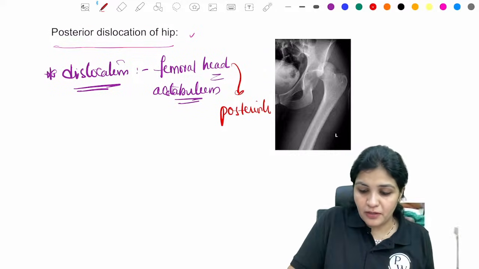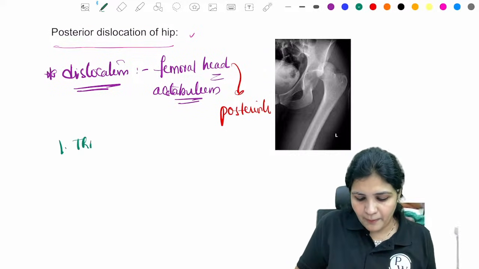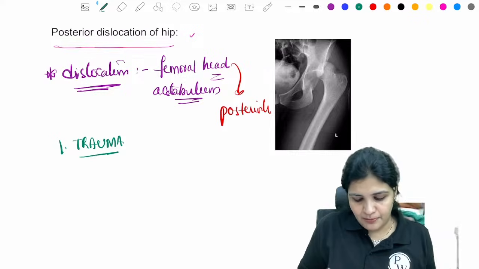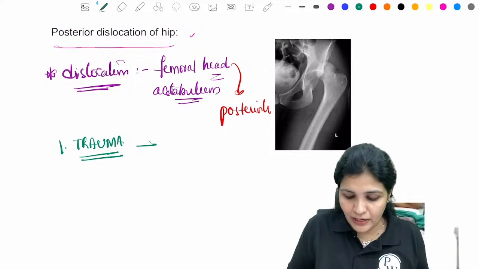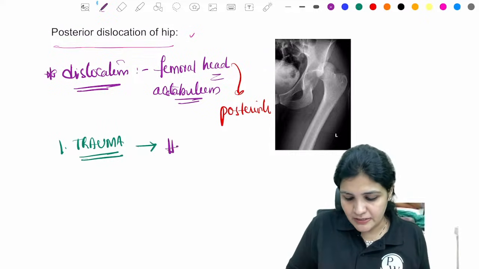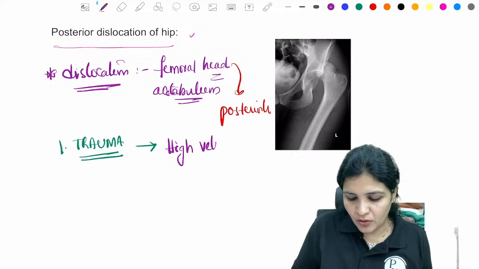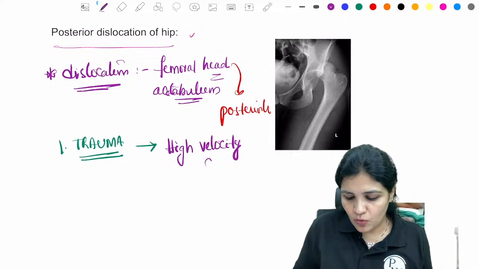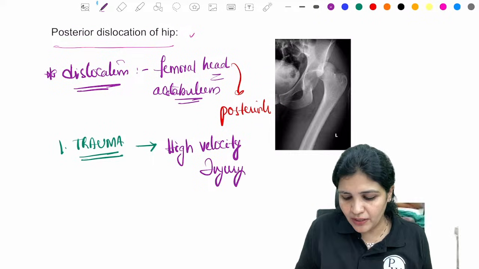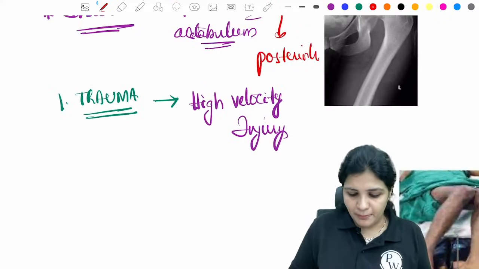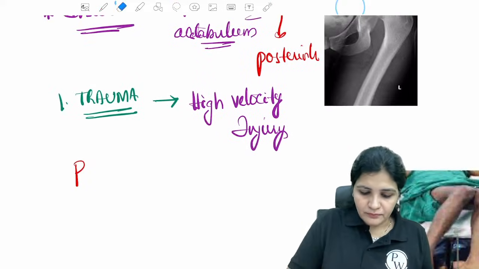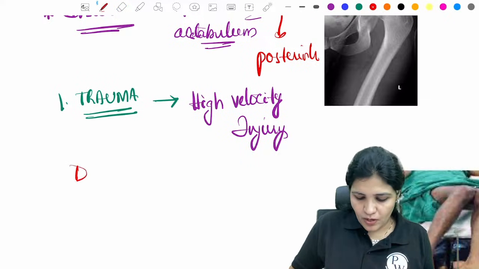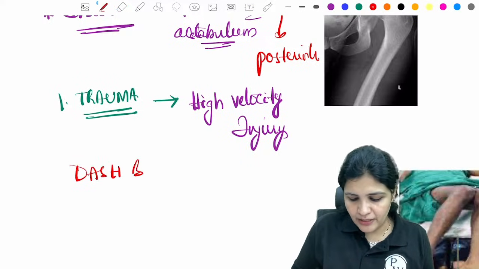The most important cause of this is trauma. This is a very, very stable joint, but still it has moved posteriorly. That means this is always a high velocity injury. And one such thing which you can remember is the triad which is called the dashboard injuries.